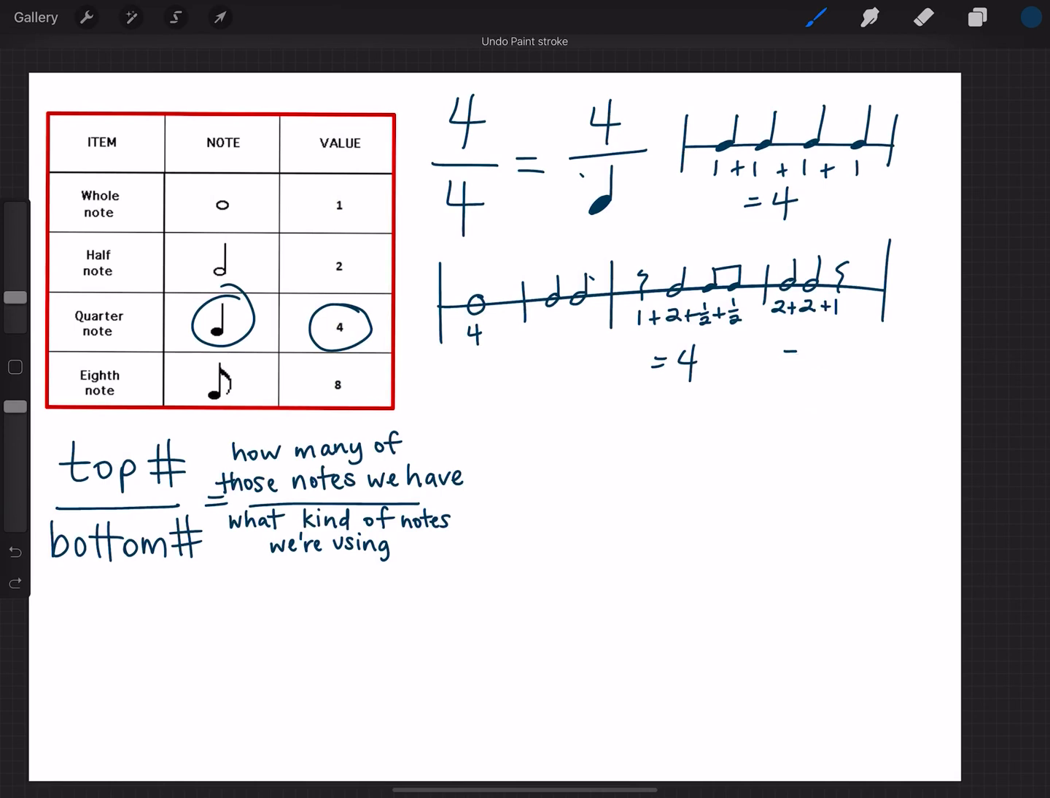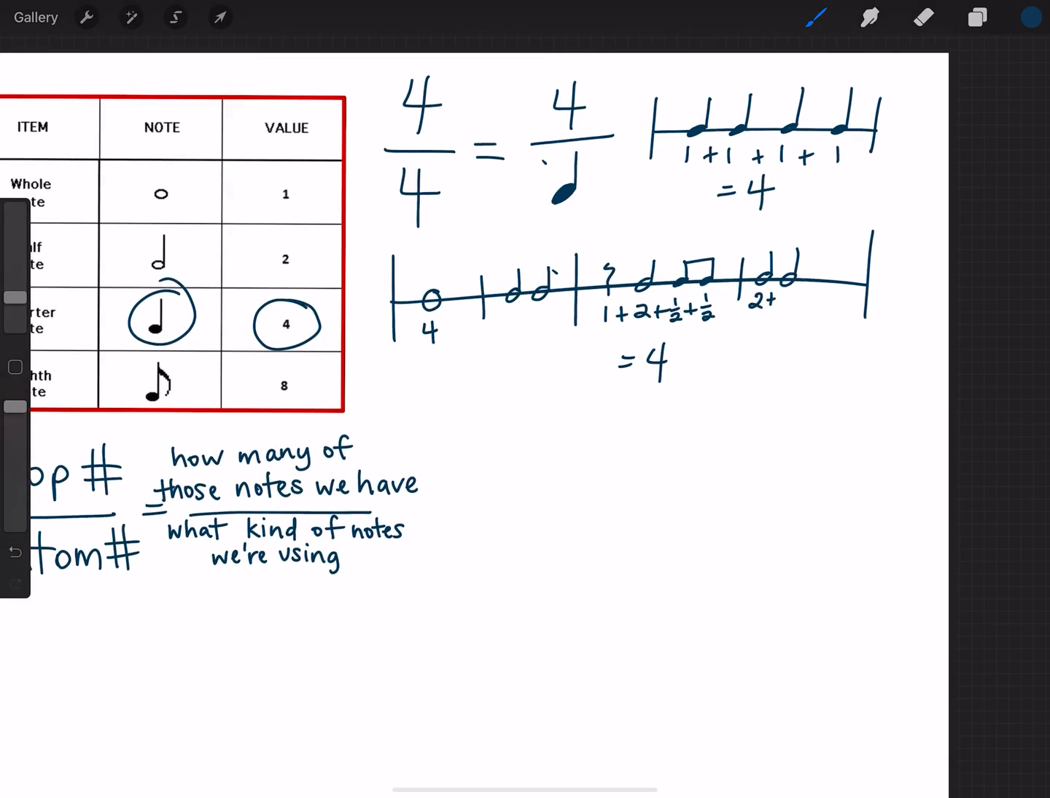No, it is not. So we need to take something away, and we're going to take away that quarter note, or that quarter rest. 2 plus 2 equals 4. Is 4 equal to 4? Yes. So that would work.